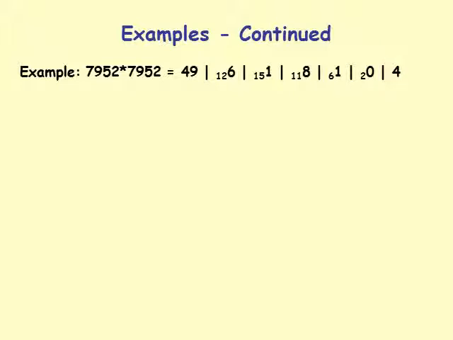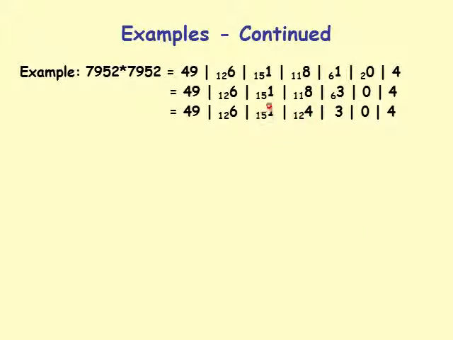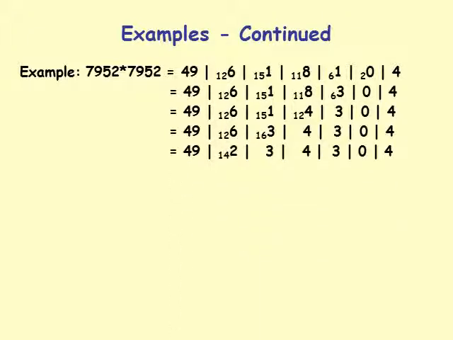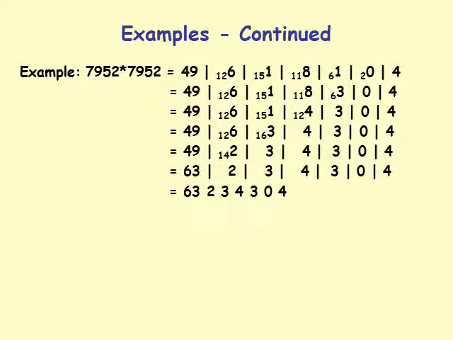Okay, so let's try to resolve the carries now. This 2 gets carried to the left, the 61 becomes 63. Now 6 gets carried to the left, that 118 becomes 124. Now 12 gets carried to the left, so 151 becomes 163. Now 16 gets carried to the left, so 126 becomes 142. Now 14 gets carried to the left, 49 becomes 63. So the answer is 63234304. 7952 squared is 63234304.